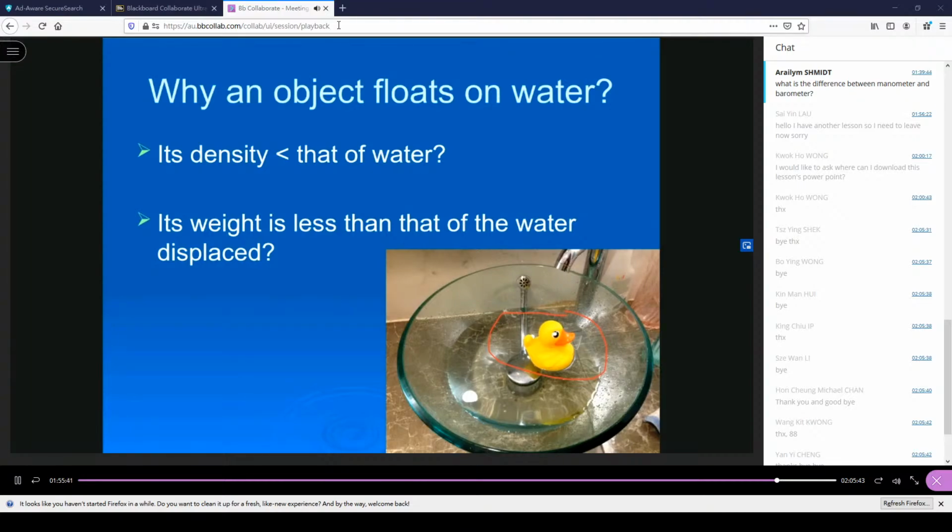Now I'm going to do some polling, and so let's test some of your concepts here. So just choose true or false, right? Choose true or false. So first of all, now is density. Why does a rubber duck float on water? Its density is less than water.